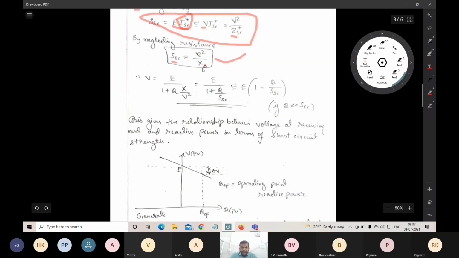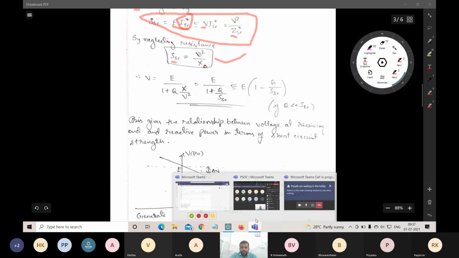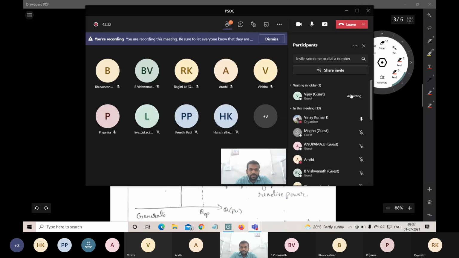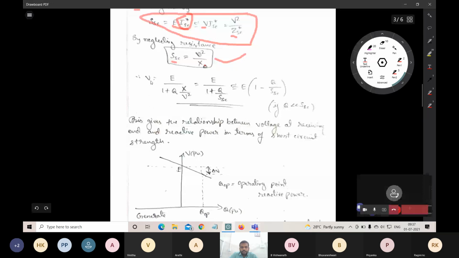So here V square by x. We know V square by x is equal to SSC. So here we have x by V square, and x by V square is nothing but 1 by SSC. So E divided by 1 plus Q by SSC.